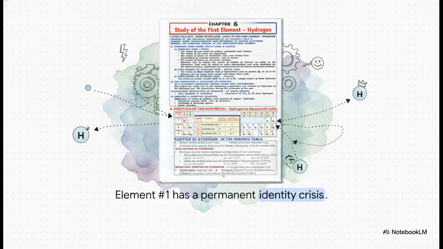If you pull up a periodic table, you'll probably see hydrogen, element number 1, sitting right on top of group 1 with the alkali metals. But sometimes you'll see it just floating there, all by itself. Or, get this, sometimes it's even placed all the way over in group 17 with the halogens. It's wild. Chemists have literally been arguing about where to put this thing for more than 100 years. And why? Well, because hydrogen is a bit of a rebel.